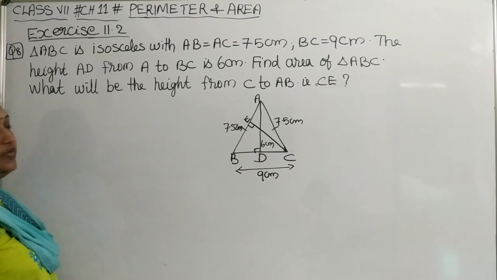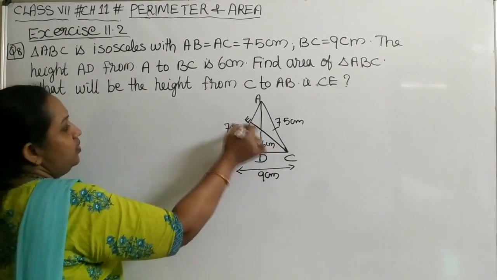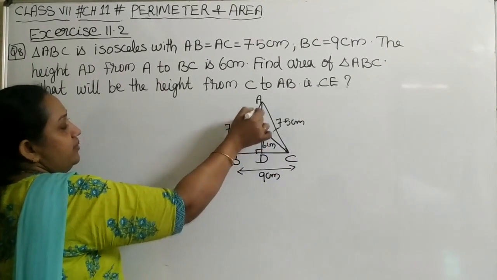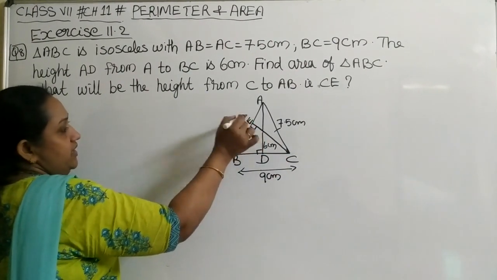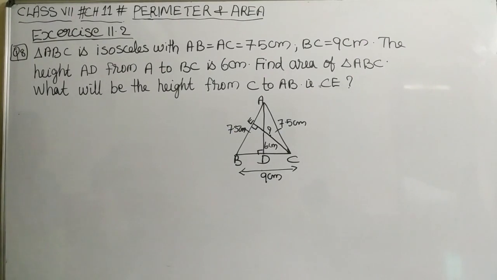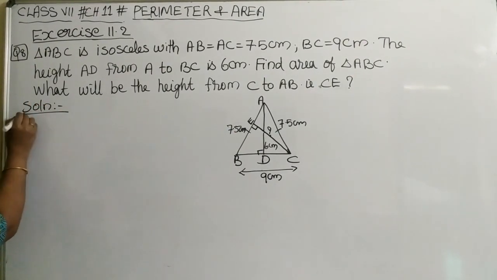First we have to find that. Also, what will be the height from C to AB? This is the height from C to AB, represented by E, that is CE. We can find the height CE also. So what is given in the question? First we can write that.